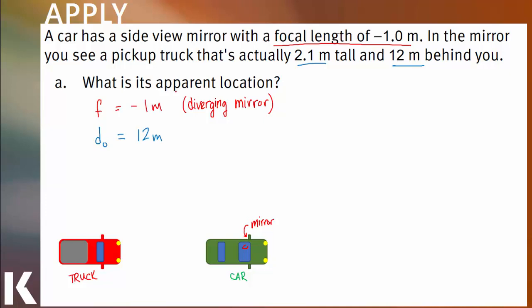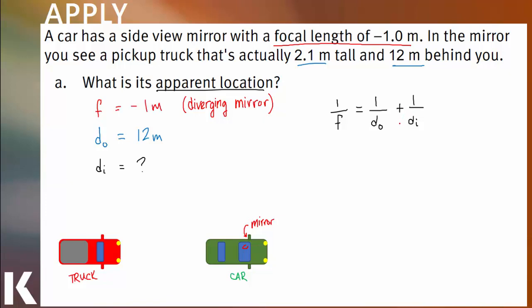Finally, the question asks us, what is the apparent location? In other words, where does the object appear to be? This is a fancy way of asking for the image distance. So let's use our thin lens equation to solve this problem. Now, don't be overly concerned that we're using the thin lens equation to solve a question for a mirror. In actuality, we're using the mirror equation. However, by and large, the two are identical. So you can feel pretty comfortable using the same formula, 1 over f equals 1 over do plus 1 over di for both lenses and mirror systems.